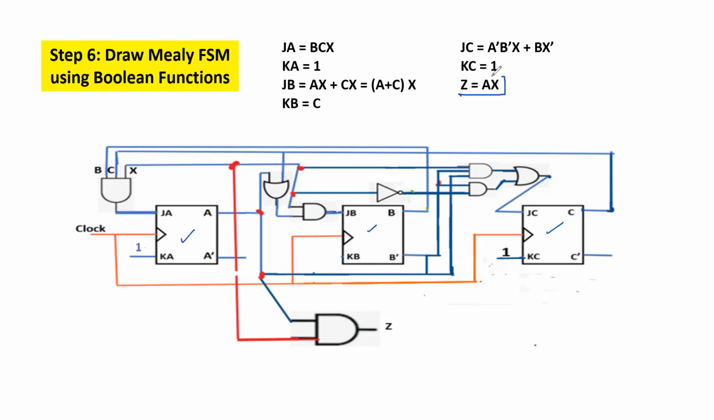Here you can see Z equal to AX. Z equal to AX means the output depends on A, the past output, and X, the present input. So it depends on both the past value of the output and the present value of input. That's why it is the Mealy type of circuit. So in this way, we should develop the sequence detector circuit to detect the sequence of bits 1, 1, 0, 1, 1. I hope you understand this concept very easily.